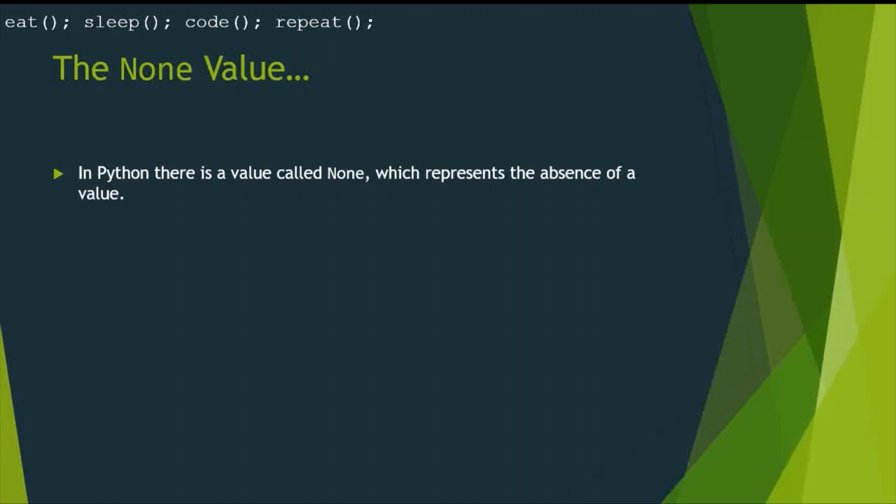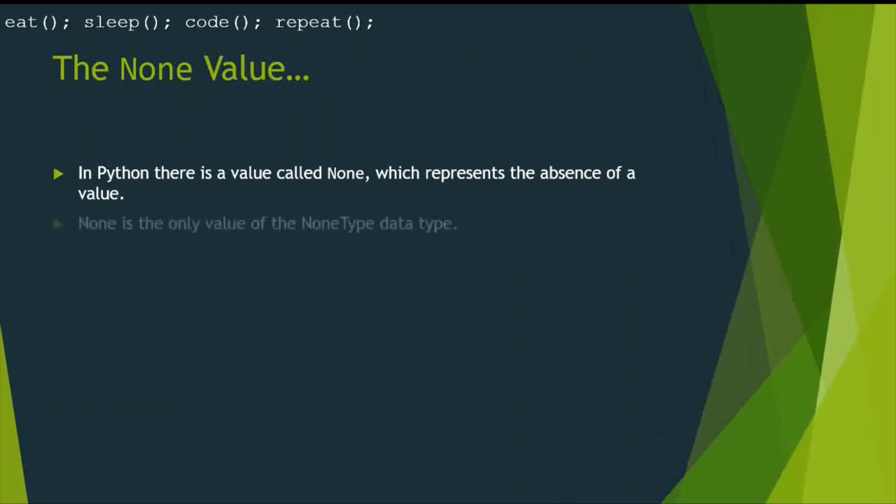In Python there is a value called None which represents the absence of a value. If there is nothing in a particular variable, then it is assigned None. For example, if I want a list which has nothing in it, I'm going to assign it null. Why does None come up in the context of functions? Because sometimes a function is not going to return something, and that is called None. So that is the None value.